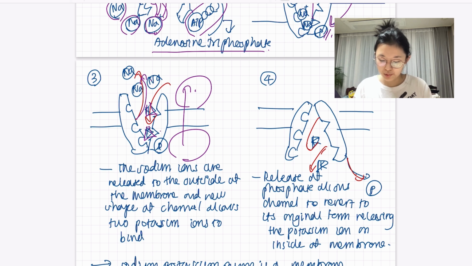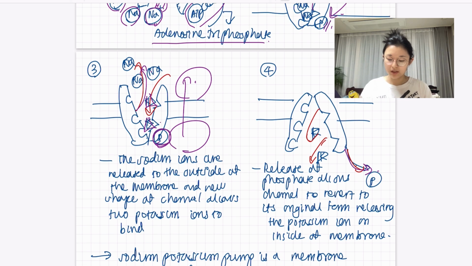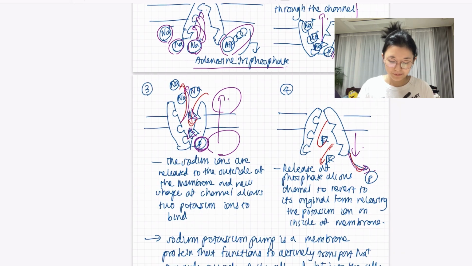In our last process, the phosphate ion, which was originally bound right here, is released. This allows the sodium-potassium pump to revert back to its original form, and this releases the potassium ions from inside of the pump, across the membrane and into the cell.